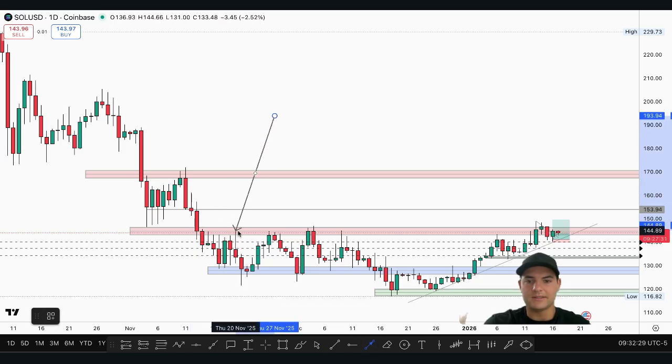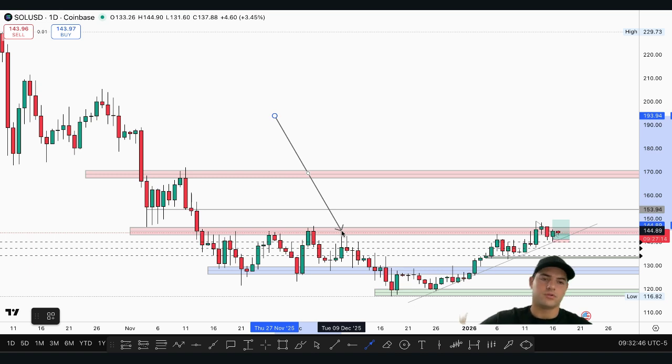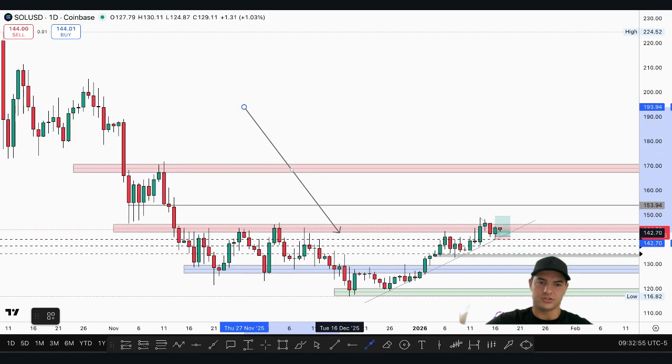This is supply, basically a resistance level right here. We have a little touch right here from last year again, but after that we have been rejecting from this 145 level. I was scared to enter before because once we have a rejection like this, it's indicating that we are still bearish, making new lows.